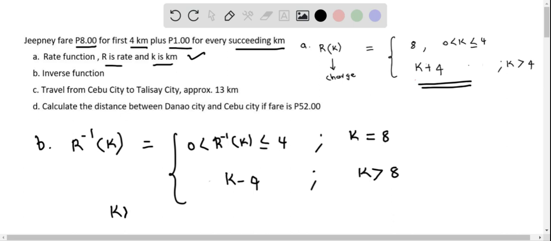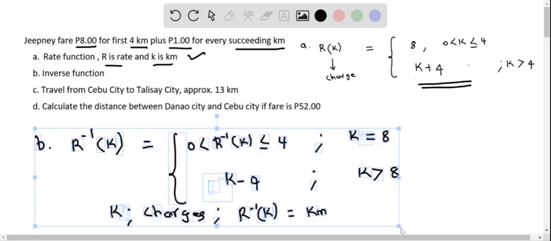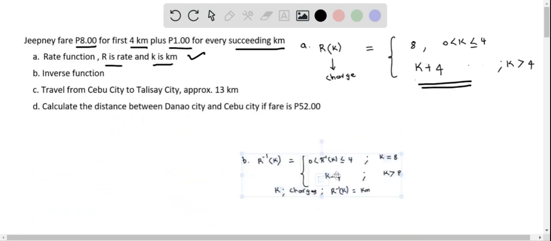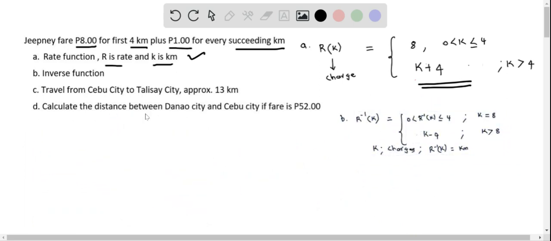Notice that k here represents the charges, and R inverse of k gives the kilometers or the distance traveled. So this is the inverse function. Let me shrink this and put it over here. Having found the direct function as well as the inverse function, we can calculate part C as well as part D. So let's calculate part C.